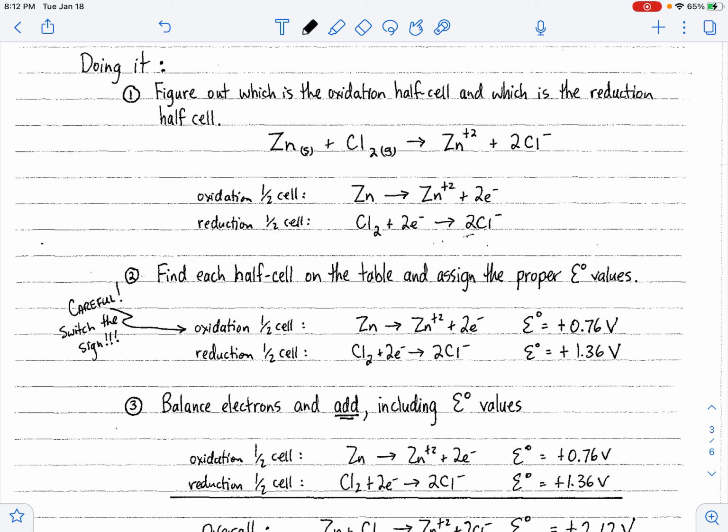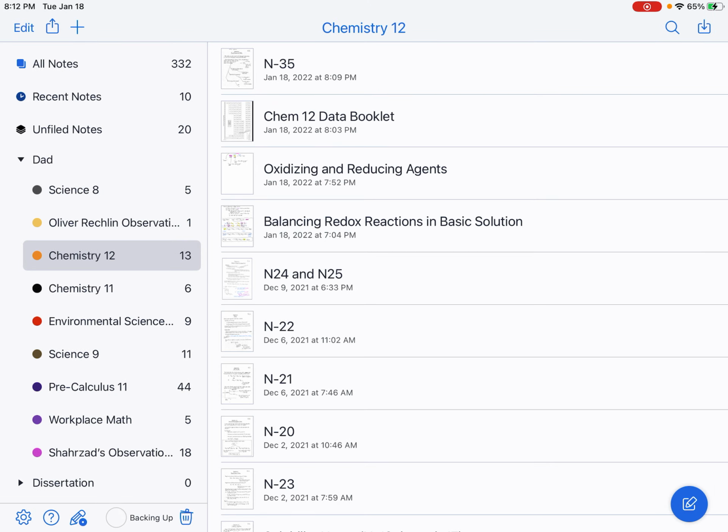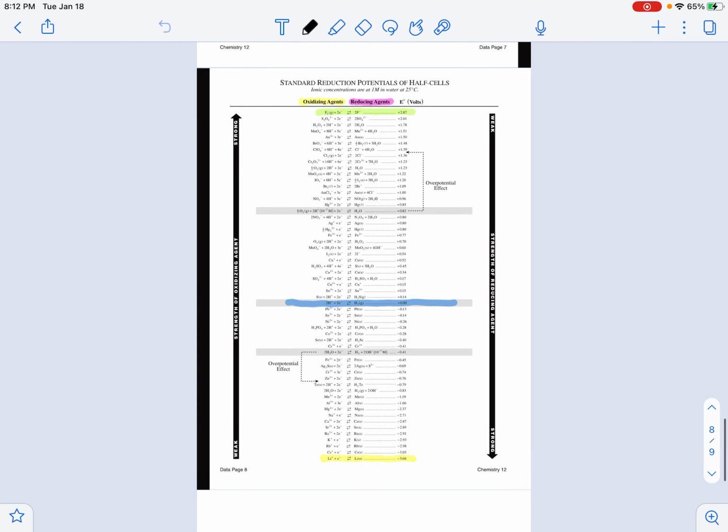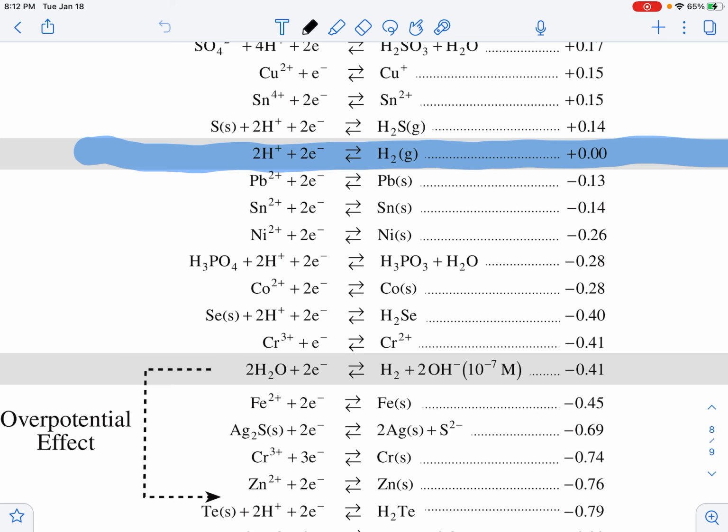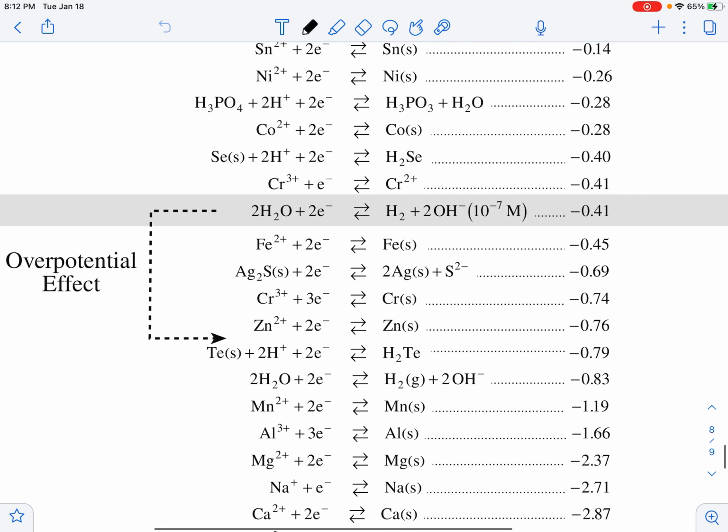So then what I do is I pull out the chart, right? And I've got the zinc and the chlorine. So I'll go quickly, you'll get the sense pretty quickly. But if I'm looking for the zinc line, here's the zinc line down here. There's zinc right here.